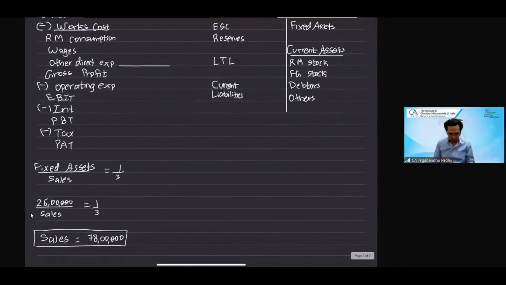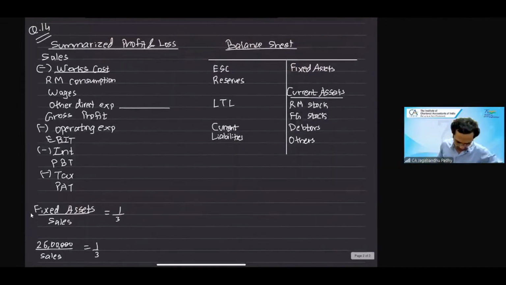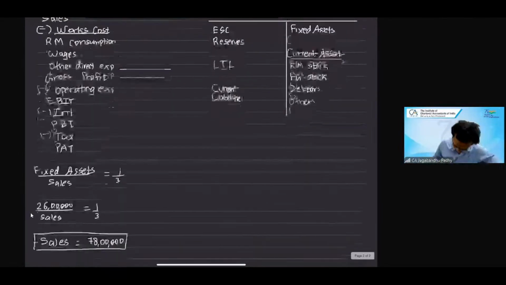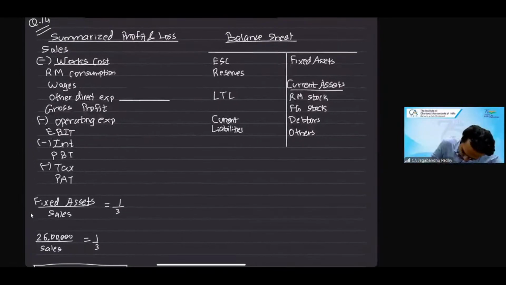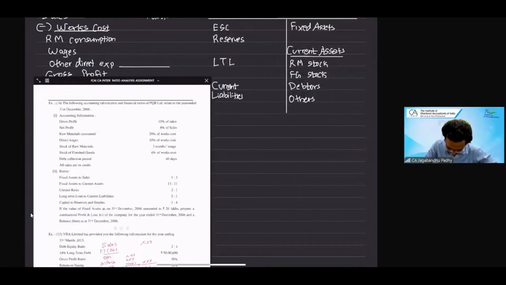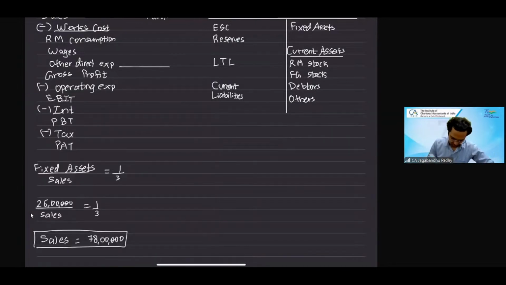Out of which one of them we have obtained, which is the sales. So sales is 78 lakhs, right? So sales is 78 lakhs. Now let's go for computing the other items. We have the gross profit, which is 15% of sales, right? So we can easily get that number.